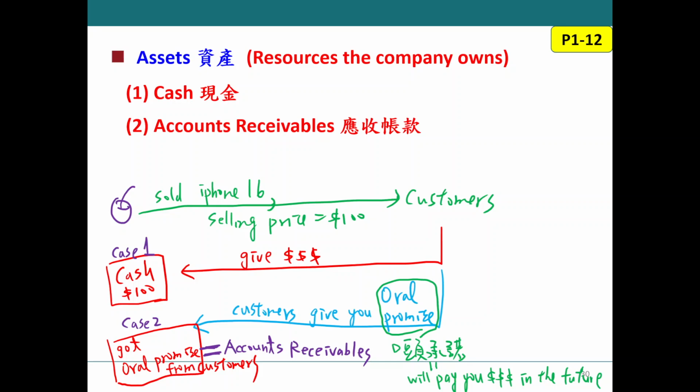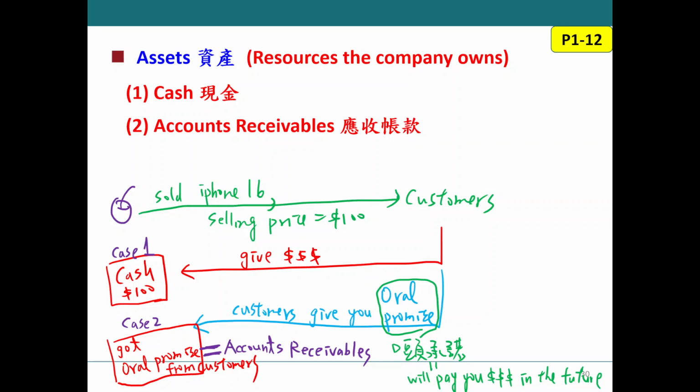We use two words to describe the whole story. So what happened? Accounts receivable, what happened? Your company sold products to customers, but customers didn't pay the money today. They only give you oral promises. They promise you to pay the money in the future. This is the whole story. And we use two words, accounts receivable, to describe the whole story. Okay? Any questions?